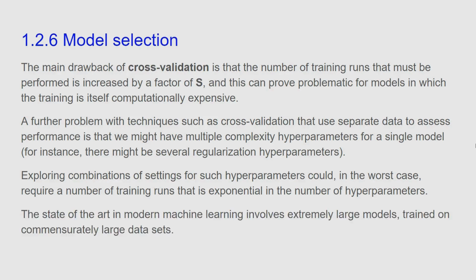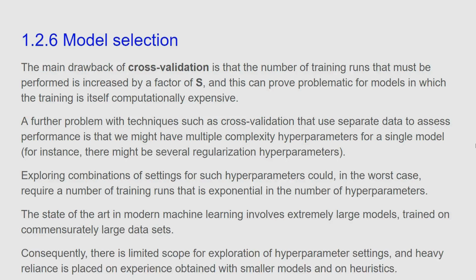The state of the art in modern machine learning involves extremely large models trained on commensurately large data sets. Consequently, there is limited scope for exploration of hyperparameter settings, and heavy reliance is placed on experience obtained with smaller models and on heuristics.